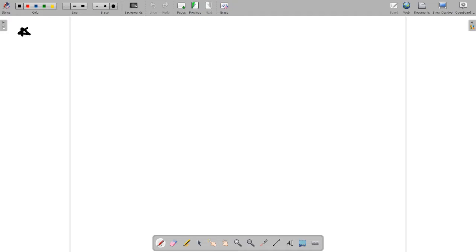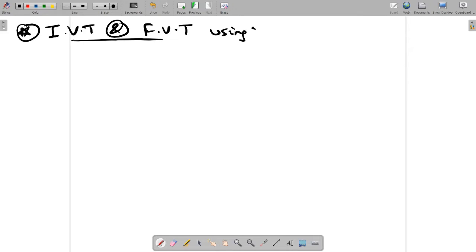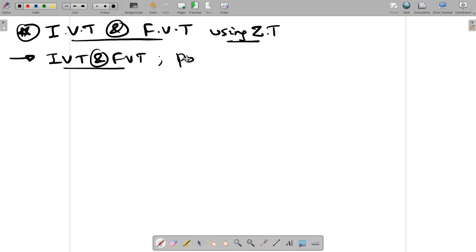Next topic is initial value theorem and final value theorem using Z transform. Okay, initial value theorem and final value theorem. Just note one thing over here. For IVT and FVT, poles should be inside the unit circle.